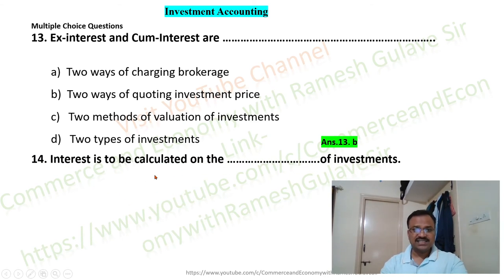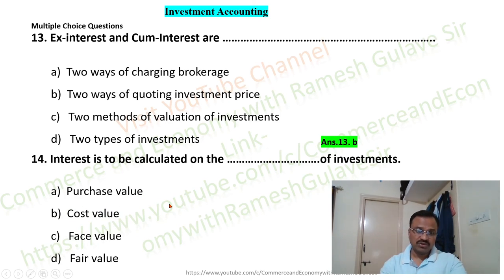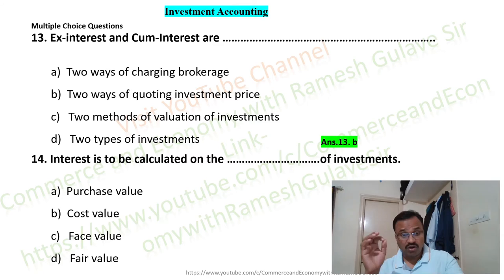It says interest is to be calculated on the dash of investments, and options are purchase value, cost value, face value, or fair value. So students, keep in mind that interest is always calculated on the face value of investment. So here option C is the right answer. Interest is to be calculated on the face value.